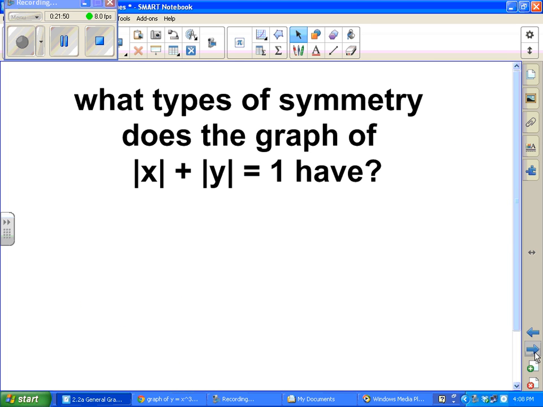Okay, last thing I want to talk about is what types of symmetry does the graph of the absolute value of x plus the absolute value of y equals 1 have? In order to do this, you're going to have to test it out, and this is your opportunity to give it a try. Your teacher is going to be available to help you, and we're going to finish this one in class.